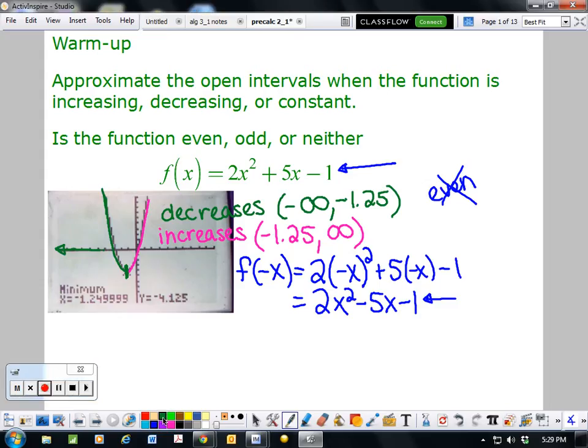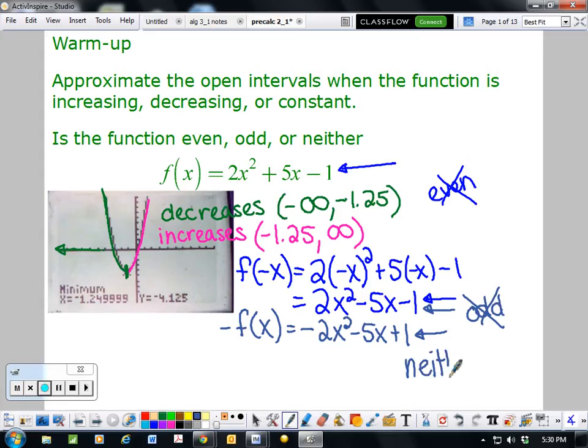Now we're going to test our negative f of x. Pretty much I'm taking our function of x and changing the sign of everything. So negative 2x squared, negative 5x, and positive 1. To check and see if it's odd, this and this have to match. And obviously they don't match, so it's not odd, which makes it neither. So there's a little review from chapter 1.